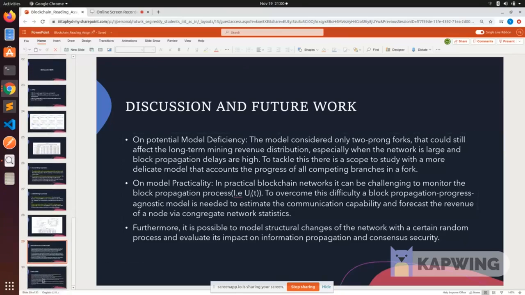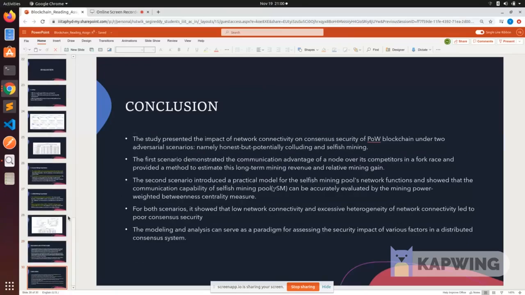And coming to the conclusion, in this paper, the study presented the impact of network connectivity on consensus security of proof-of-work blockchain under two adversarial scenarios, namely honest but potentially colluding and selfish mining. The first scenario demonstrated the communication advantage of a node over its competitors in a fork race and provided a method to estimate the long-term mining revenue and relative mining gain. The second scenario introduced a practical model for the selfish mining pool's network functions and showed that the communication capability of the selfish mining pool, gamma SM, can be accurately evaluated by the mining power weighted betweenness centrality measure.